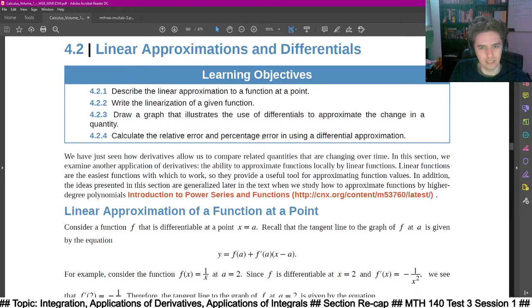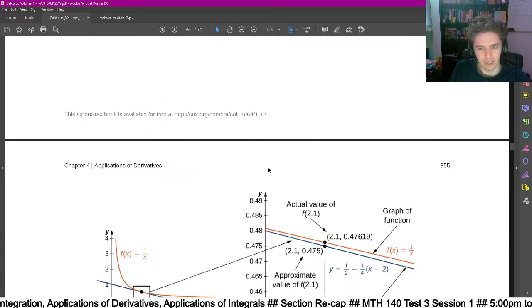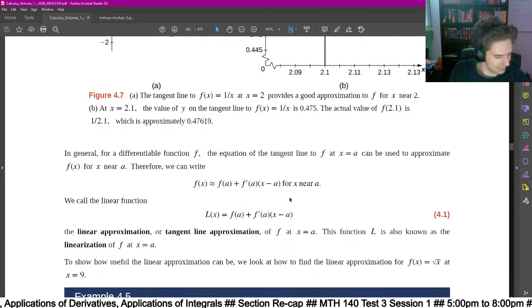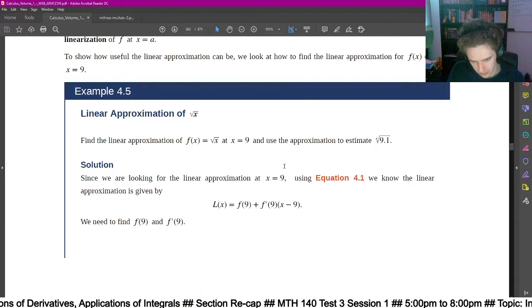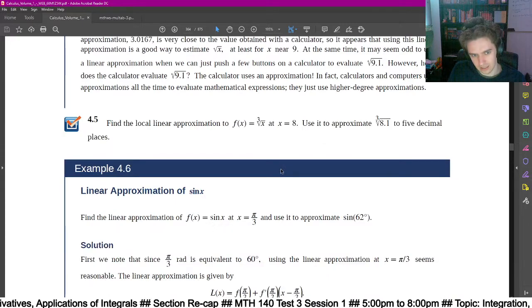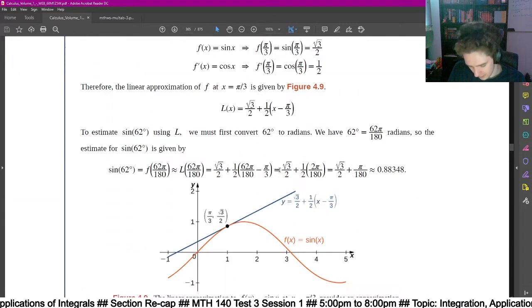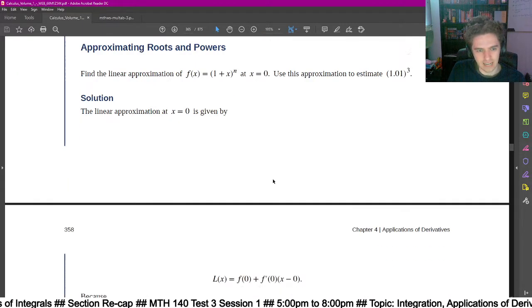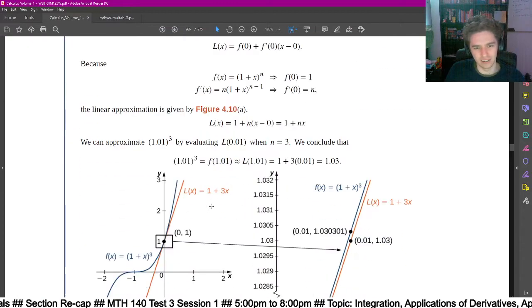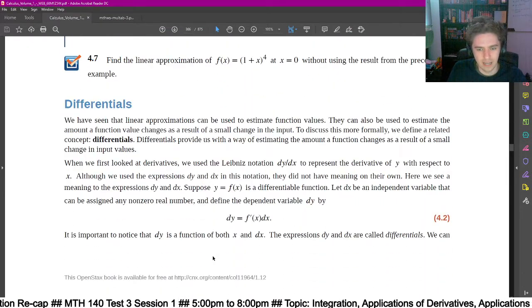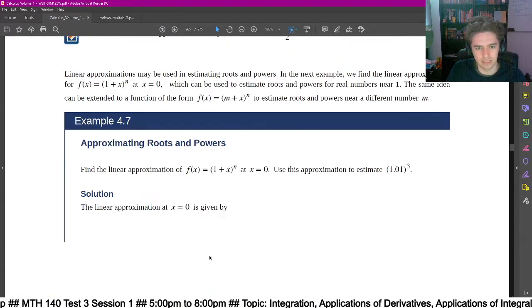So 4.2 is linear approximations and differentials. Honestly, I didn't get it that much. I could do the linear approximations, it's fine. Differentials was fine. I didn't really give the error part a good shot, so I don't know if I can do that. But the main thing to understand from this is this.